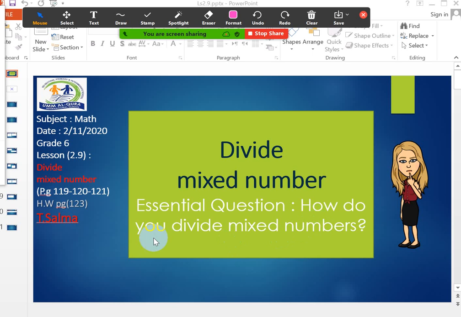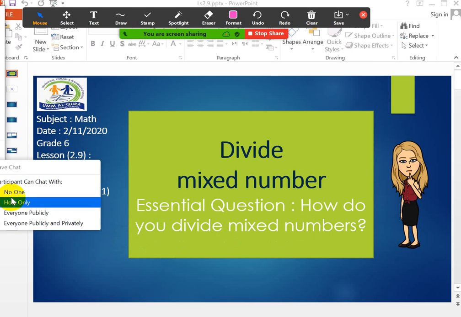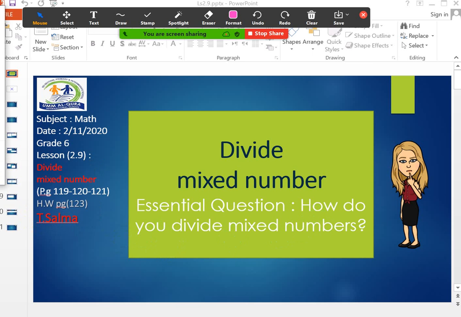Girls, yesterday we learned how to divide mixed numbers, and today we will continue the same lesson. So we will solve exercises on page 121. So please bring your books and open page 121. Okay.